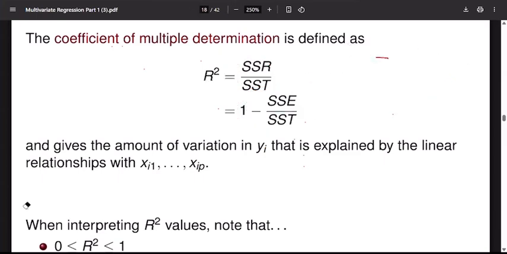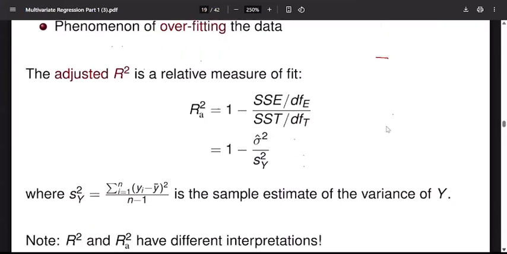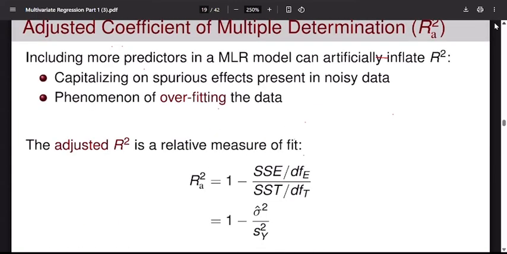And you're going to see we're dividing by the degree of freedom. What do you see? 1 minus SSE over SST. What do we do to SSE? We divide by the degree of freedom for error. What do you see with the SST? We divide by the degree of freedom for total. What we have right now is no longer R squared, but R squared adjusted. So we actually adjust our R squared to avoid overfitting.